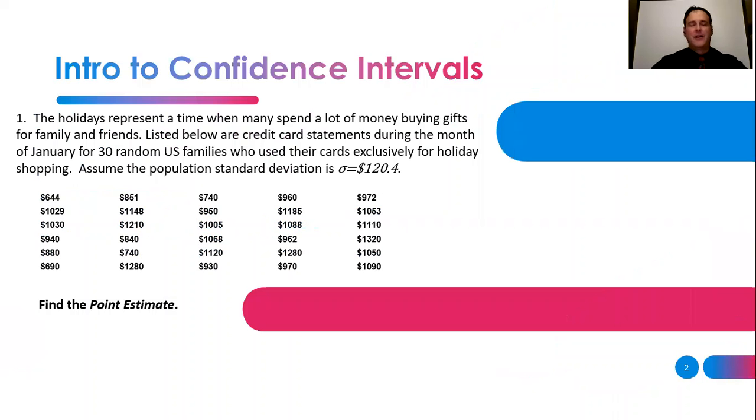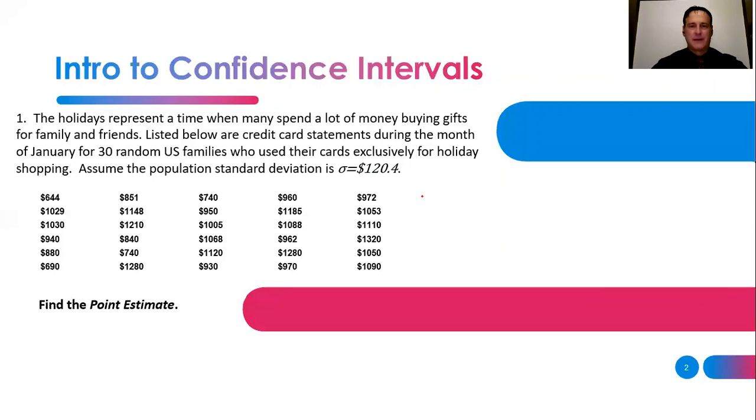Now I'm giving this presentation in January, so it's practical to my time right now. This paragraph reads: the holiday represents a time when many spend a lot of money buying gifts for family and friends. Listed below are credit card statements during the month of January for 30 random US families who use their cards exclusively for holiday shopping. Assume the population standard deviation sigma is equal to 120.4, which means $120.40.